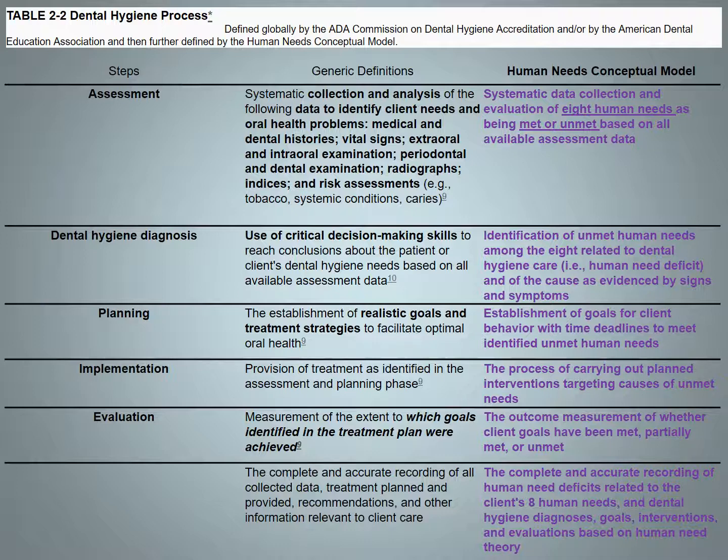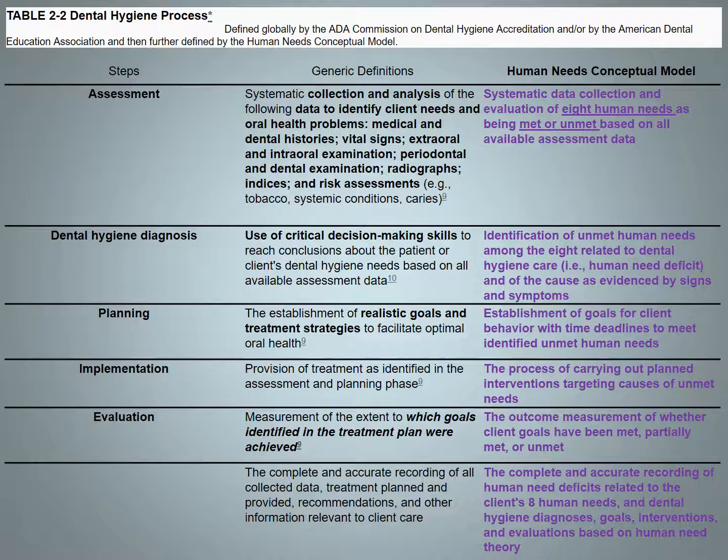We're going to use critical decision-making skills. You need to assimilate all that information you took and critically think in identifying those 8 human needs so that you can write your dental hygiene diagnostic statements. And you know, when there's a problem that's presented, there is evidence. The evidence is the signs and the symptoms, the signs that you see: red, inflamed, bleeding gums. Symptoms: patient says, my breath is bad. Those kinds of information are all brought into it. And we have to have realistic goals and treatment strategies.